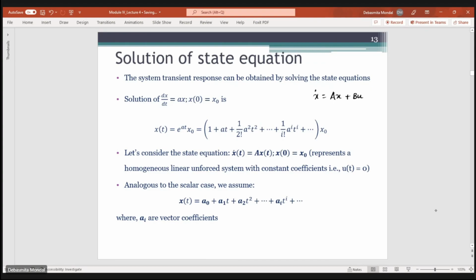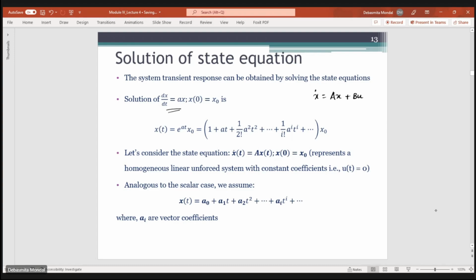Before we start that, let us take a very simple first order equation, and this is a scalar quantity. Here we are dealing with x, which is not a vector but a scalar quantity. If you try to solve dx/dt is equal to ax, given that x at time t equals 0 is x0, the solution can be written as x(t) is equal to e to the power at multiplied by x0.